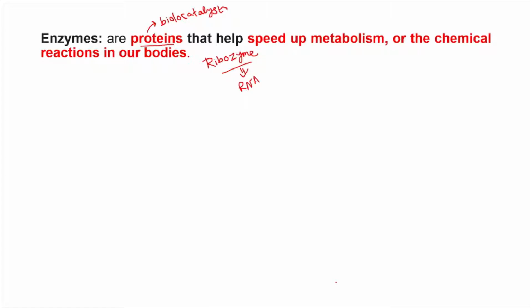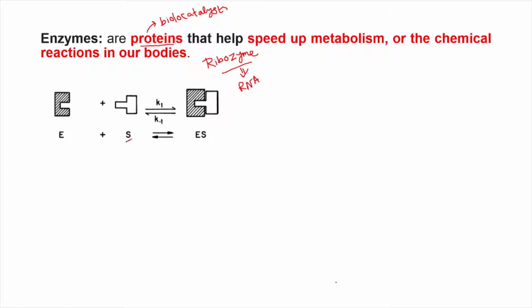Except ribozyme, almost all proteins that help to speed up metabolic reactions within biological systems are called enzymes. Now let's see what happens in an enzymatic reaction. In an enzymatic reaction, apart from enzymes, you need two things: one is the substrate and the other is the product. One theory suggests that the enzyme combines with the substrate to form an intermediate called the enzyme substrate complex, and this enzyme substrate complex later breaks down into free enzyme and the product.